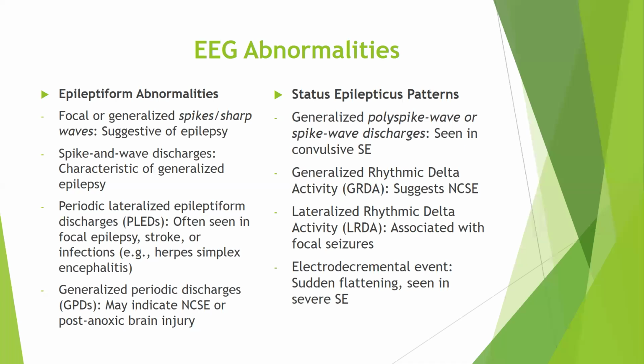Okay, EEG abnormalities for patients with focal or generalized spikes. When you have spikes or sharp waves, it's suggestive of epilepsy. All right, when you have spike wave discharges, this is generalized. And we have the periodic lateralized epileptiform discharges, and we have the generalized periodic discharges. These are different EEG abnormalities.